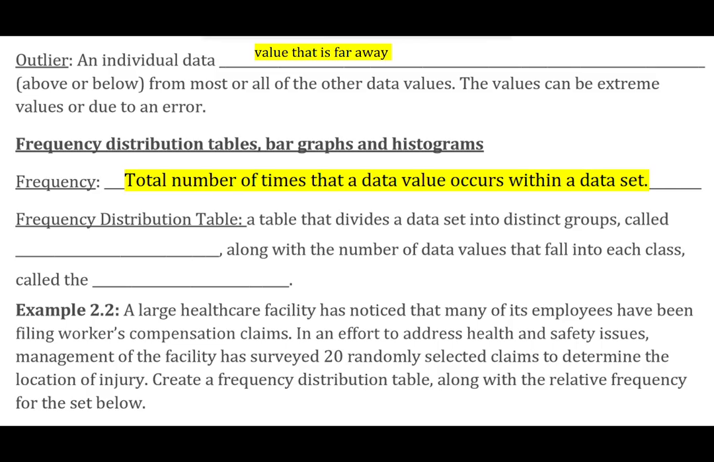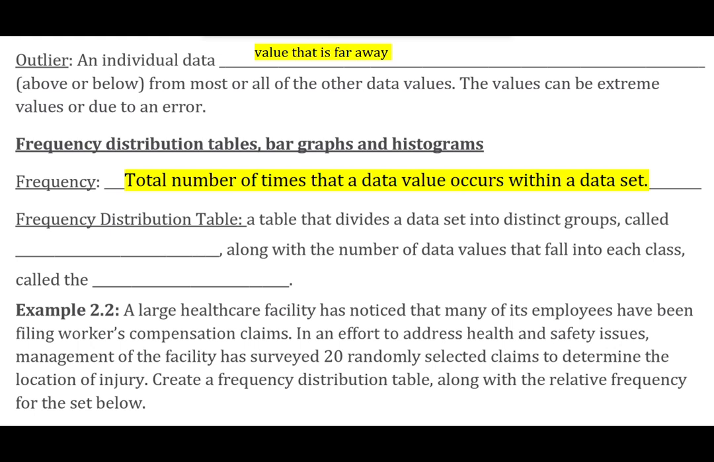We need to start with a definition of outlier. I ended the previous video on stem and leaf graphs, and I did not show the definition of an outlier. An outlier is an individual data value that is far away, either above or below, most or all of the other data values. The values can be either extreme values or they could be due to an error.